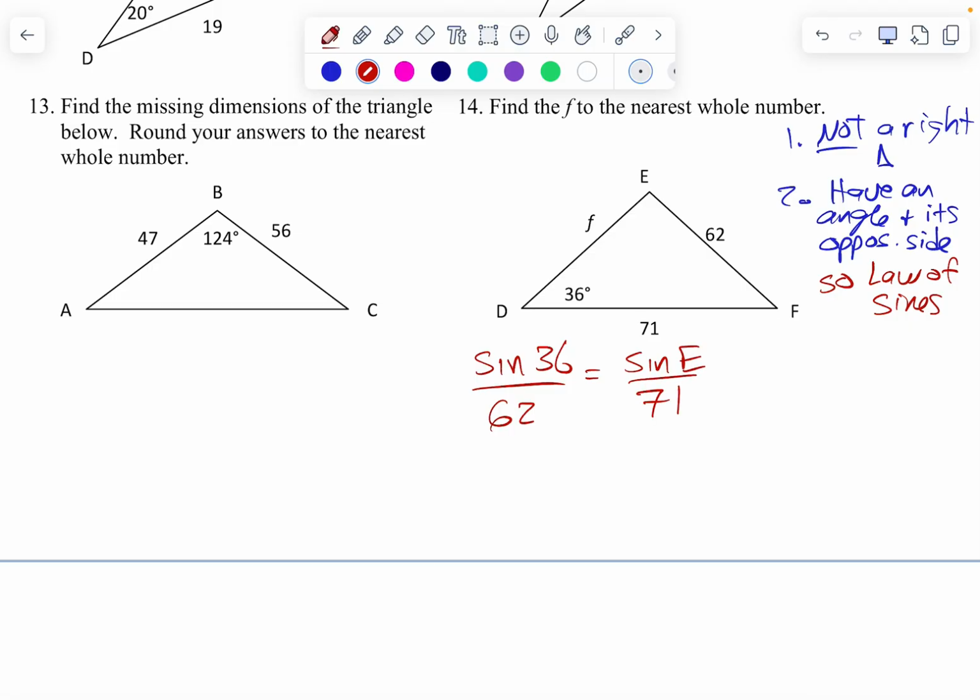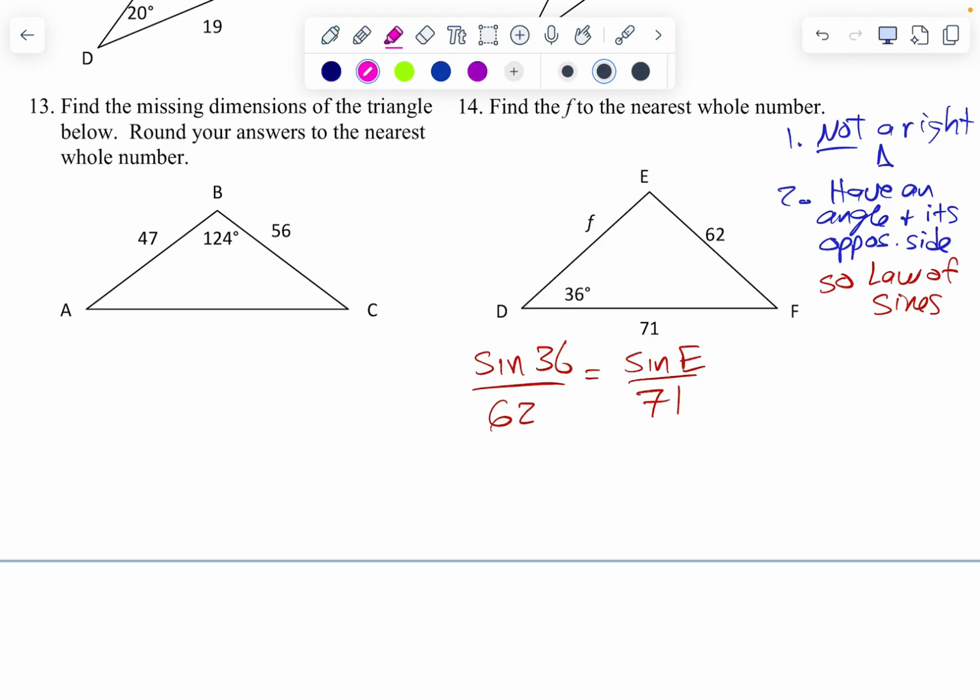Now, why do we have to go to e, even though it has nothing to do with little f? Yeah, we only have one angle. And so we can't use law of sines to get little f if we don't know its opposite angle. We can't plug it into the law of sines. So if we can get angle E, then we can subtract to get angle F, big F.